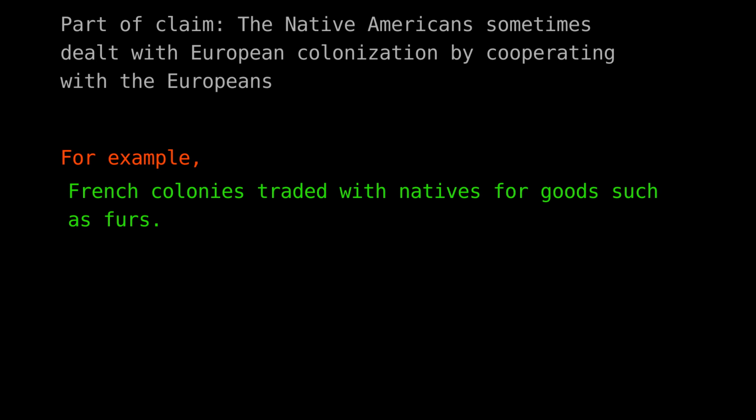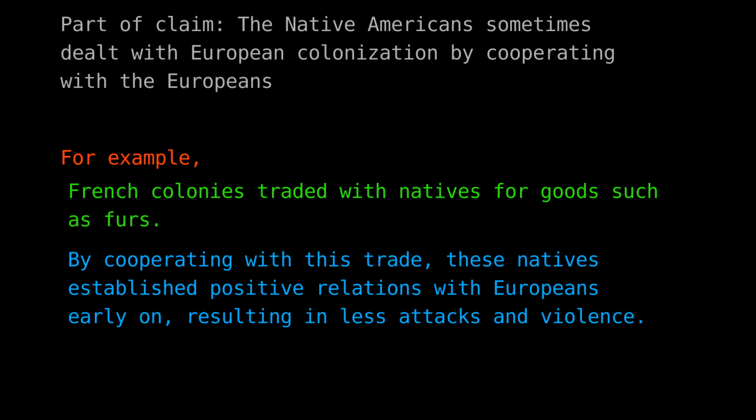This alone doesn't prove your claim, so to analyze it, you could explain how this actually dealt with them. By cooperating with this trade, the natives established positive relations with Europeans early on, resulting in less attacks and violence. This is a very concise sentence, but it gets the point across, so no further elaboration is required.